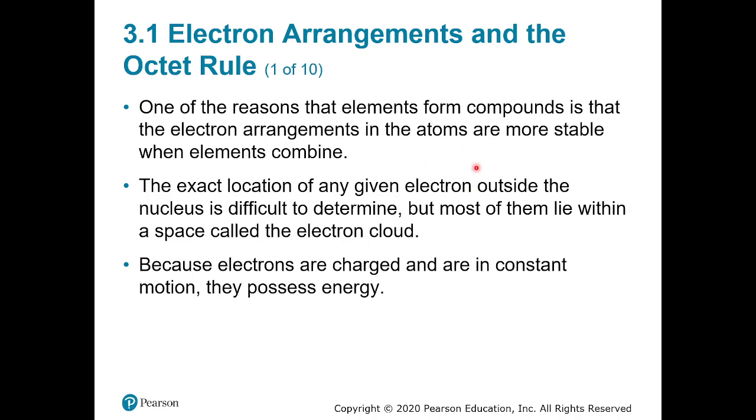Now, the exact location of a given electron outside the nucleus is actually going to be incredibly difficult to determine. What ends up happening is electrons are always popping in and out of existence and moving little short jumps very, very rapidly. And so you can't actually pin down an electron without an incredible amount of effort and energy, okay? Very difficult to do.